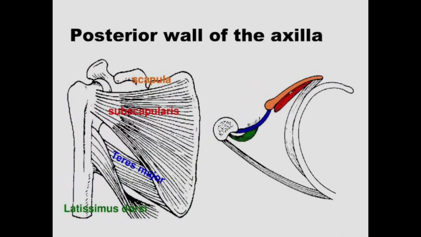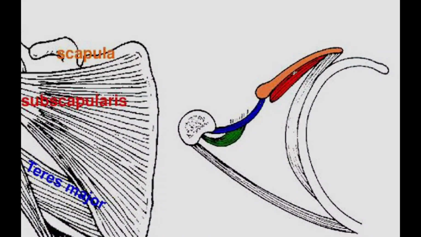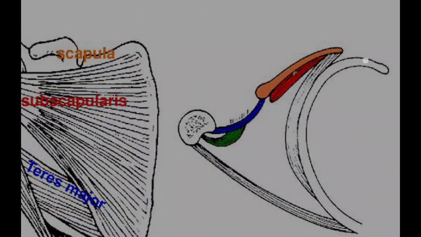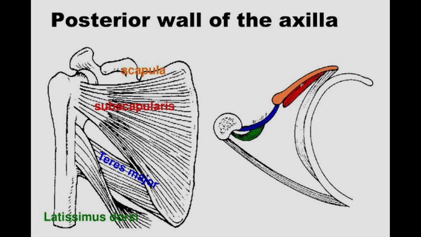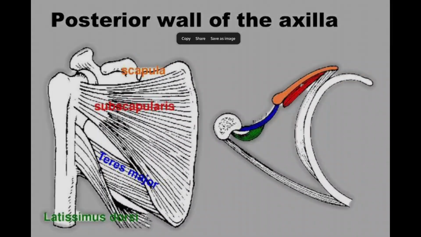Move on to the posterior wall. This you have to understand. This is the humerus over here. These are the ribs over here. If you are to remove the ribs, the serratus anterior, and the pectoralis major and minor, everything, and you're just left with the scapula and the humerus, and you're looking at it anteriorly, this is what you get. So this is the posterior wall of the axilla, but we are looking at it from the anterior view. The posterior wall of the axilla is formed by subscapularis, teres major, and latissimus dorsi.